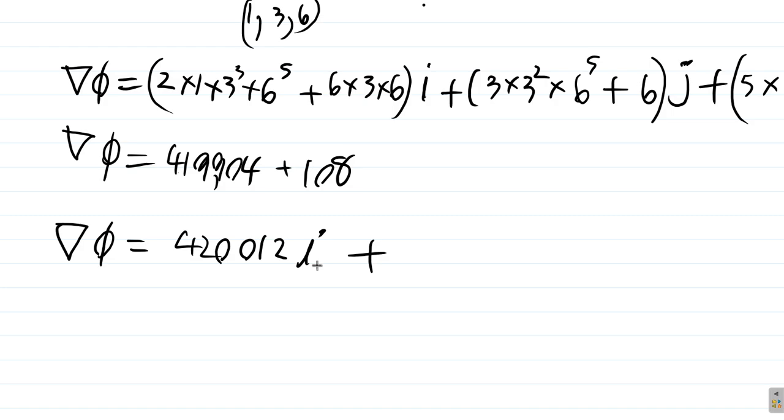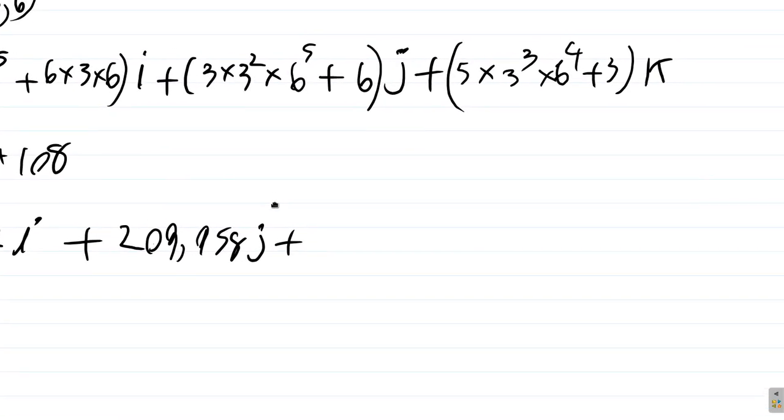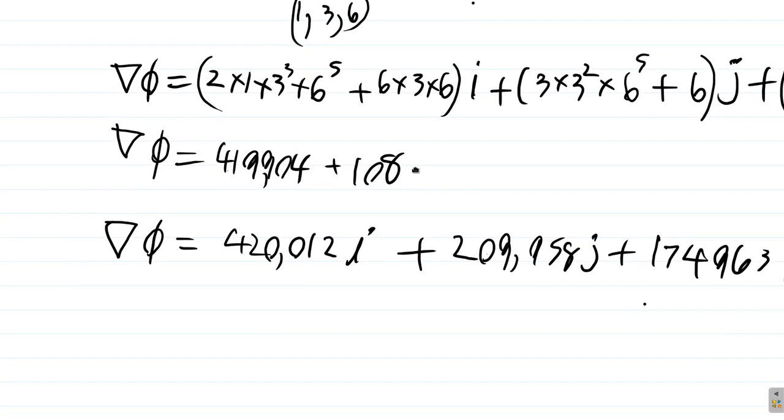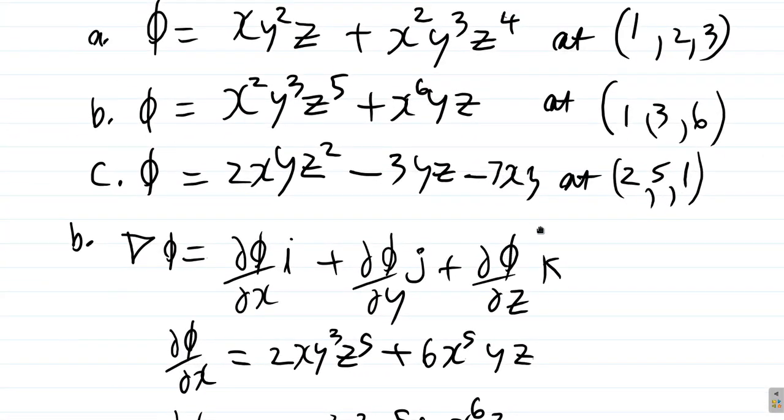and then you have 6 to the power of 5, which is 7,000 odd, times 3 squared, which is 9, times 3, plus 6, so you have 209,958, put a comma there, j plus, and then you have 6 to the power of 4, which is 1296, alright, times 3 cubed, which is 27, so that times 27 times 5, 174 something plus 3, so what you get is 174,963 k. Alright, so that's what you have there. We'll look at part C in the next video.